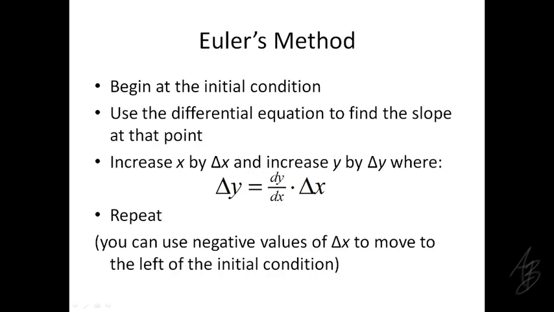So for example, if we want to approximate the value of a function at 1, and we're starting at 0, we might use 4 steps with a delta x of 1/4. Or we could use 8 steps with a delta x of 1/8, and that would be our choice. The smaller delta x is, the more accurate our answer is going to be.